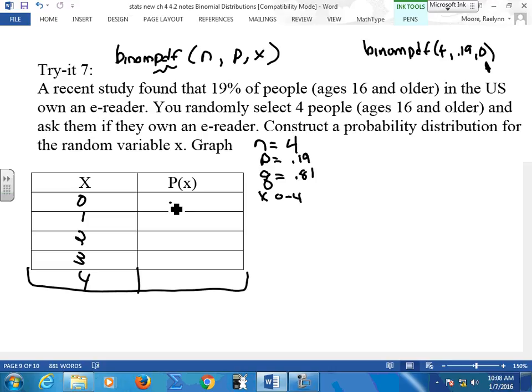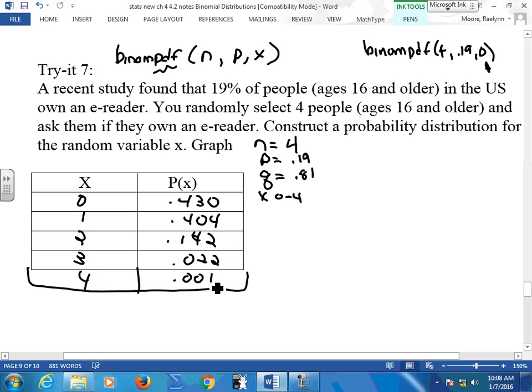So what probability did you get for this? 0.430? 0.430. Okay, next one. Pretty close, right? Next one. Thank you. What should these all add up to?